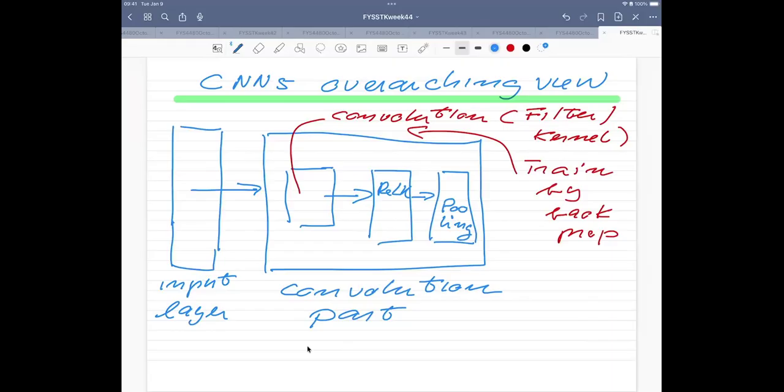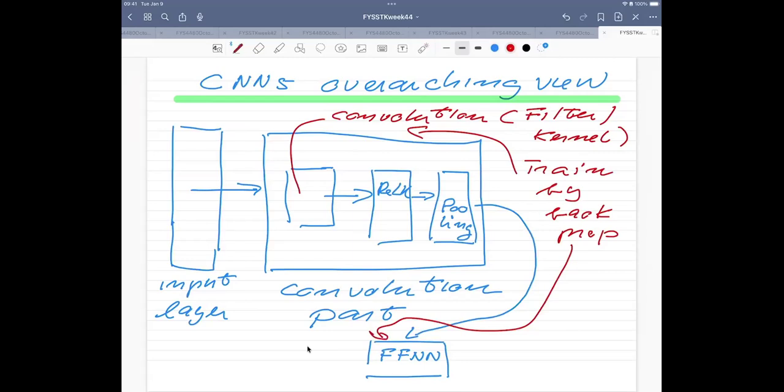Now, this produces a downscaled result. And since I'm not very good at making images, the downscaled result here goes into a feed-forward neural network. So I just write it FFNN. And that is where you do the training by backpropagation. So again, we can put an arrow here. The parameters here are trained by backpropagation. This feeds into the cost function and the output layer. So we have a cost function here, which then gets in the target values Y.